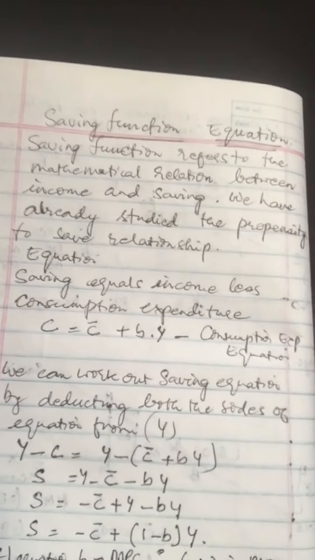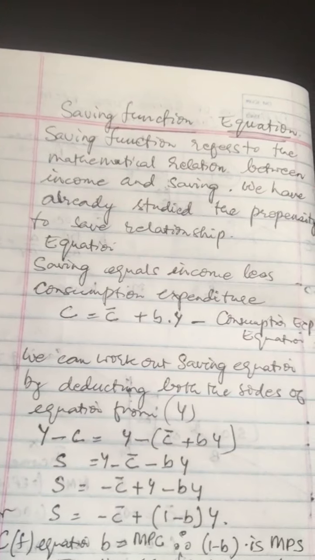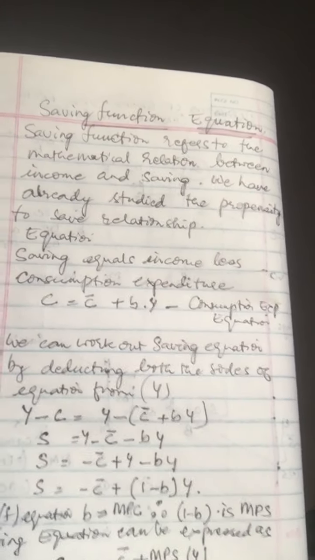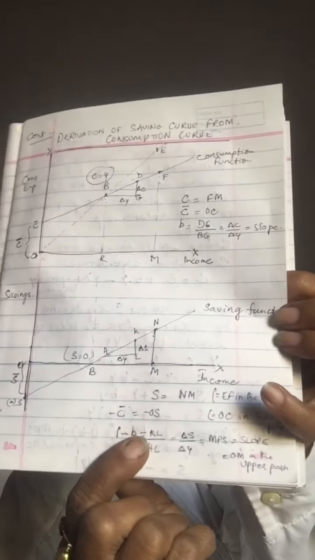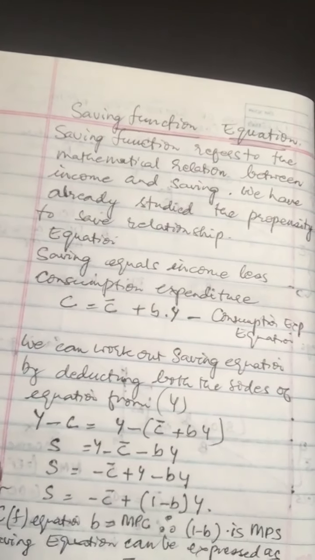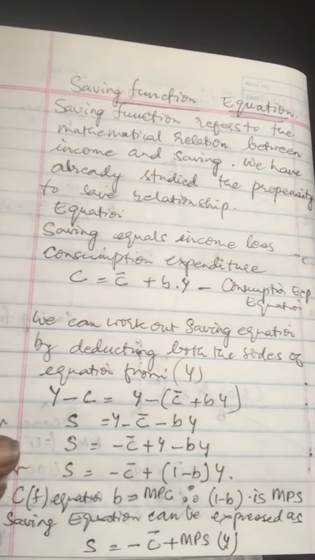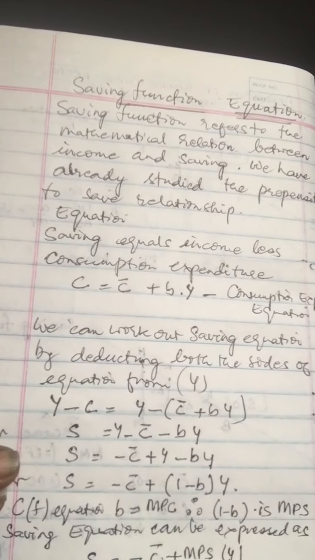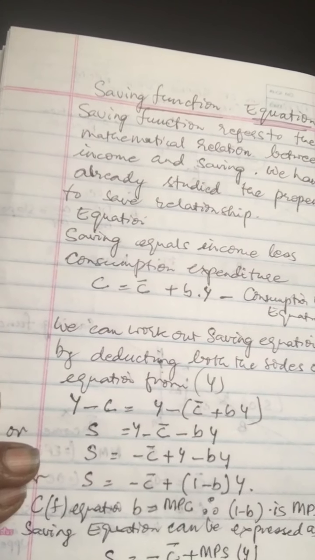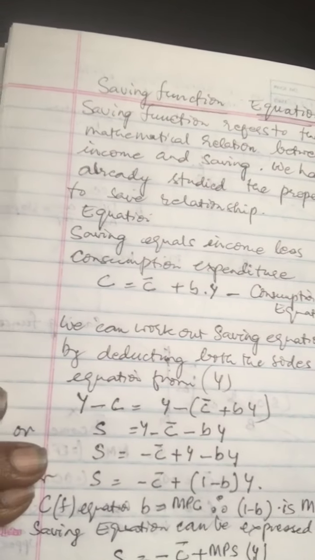Well, I think I've explained it, but I'm just going to explain it once again. So what is saving? What does saving function mean? First of all, because this is in continuation with this, we're going to continue. This is the saving function, and based on that, we're going to do this. I did explain that in a little detail, but still, saving function refers to the mathematical relation between income and saving. We have done that before, that is propensity to save.